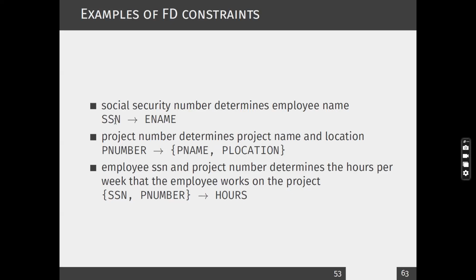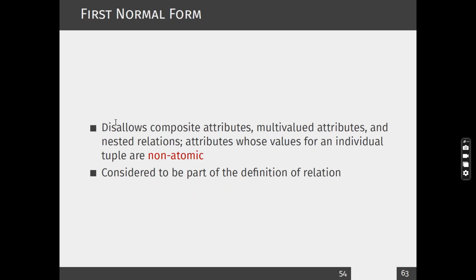So we can say using project number, we can functionally determine project name and project location. Another one: when you have employee and the project number, using these two we can determine how many hours a particular employee works on the project. So for unique values of social security number and project number, we can determine the number of hours. Right. So now that we got the basic understanding, let's start discussing the normal forms.